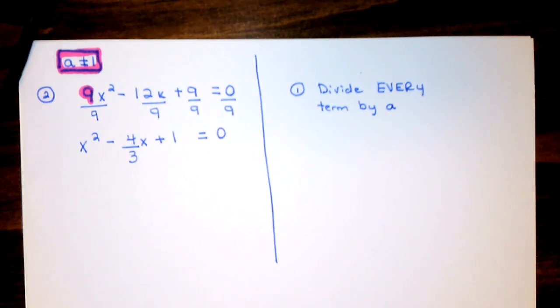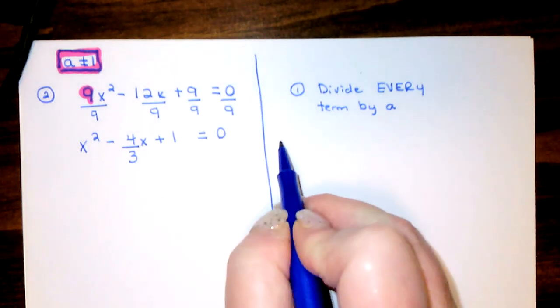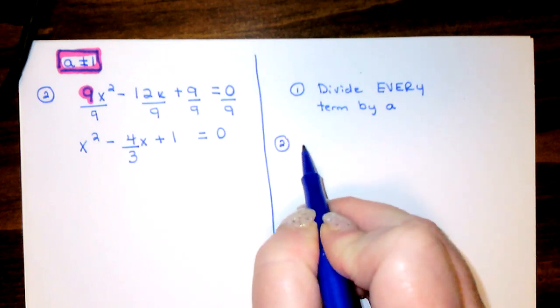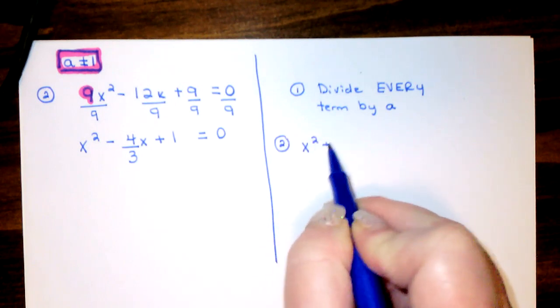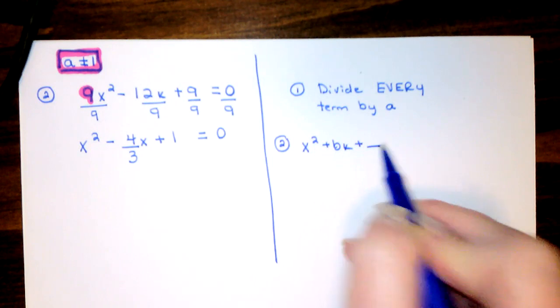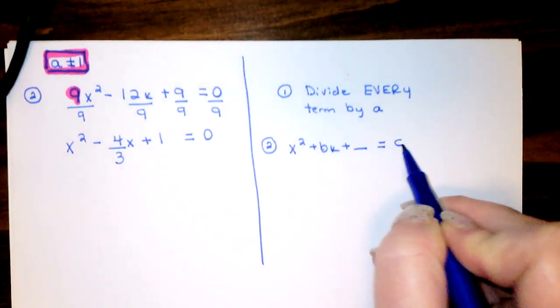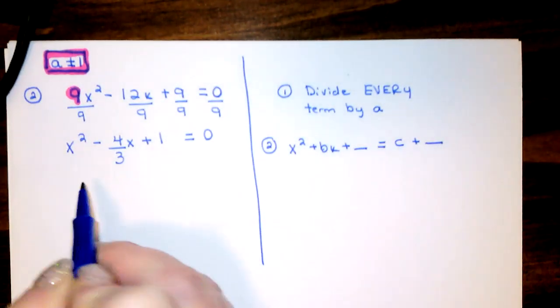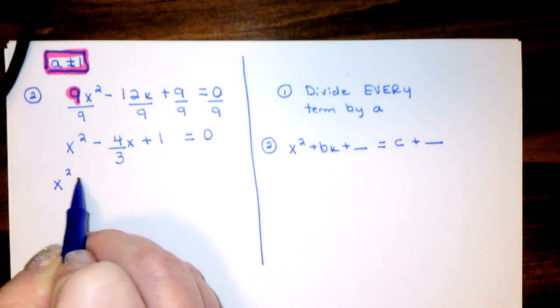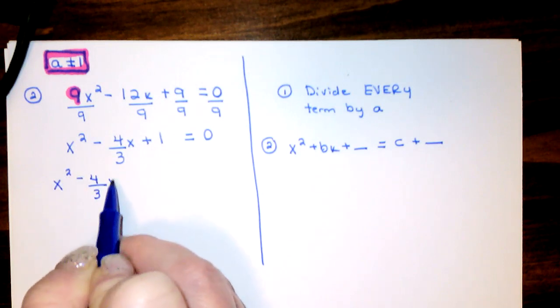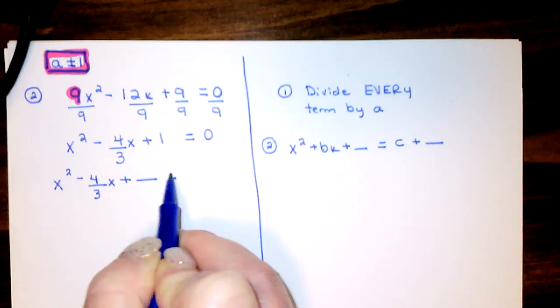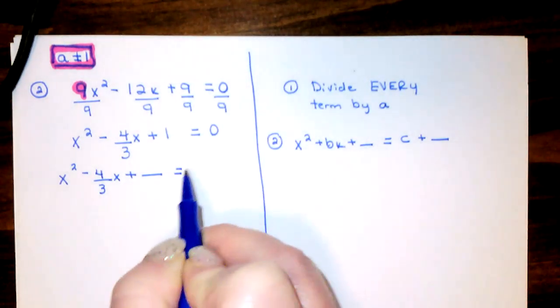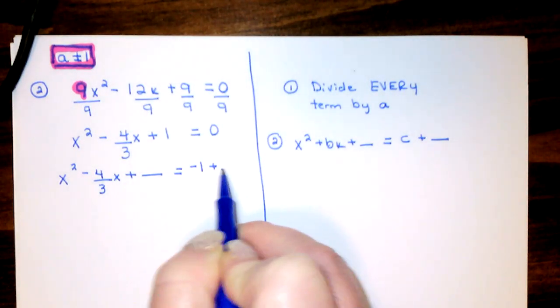Okay, once you get to that part, you're going to repeat your steps. So if you remember, step 2, we want to make sure that we put the blanks, and we want to bring our C to the other side. So I'm going to go ahead, bring this down. I'm going to put a plus blank. When I move 1 to the other side, it's going to be a -1.